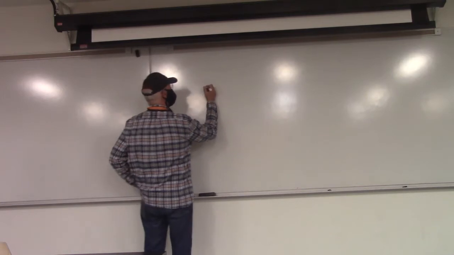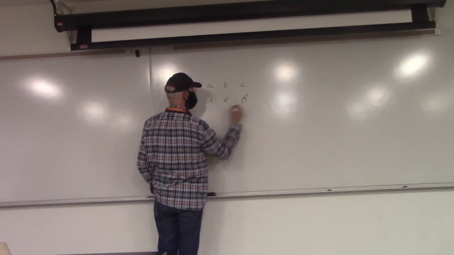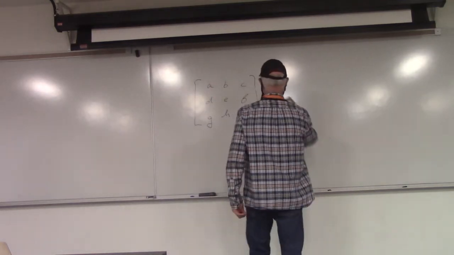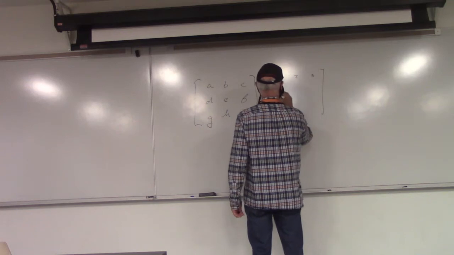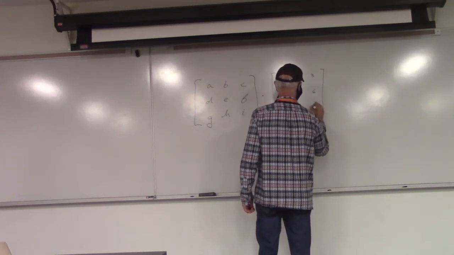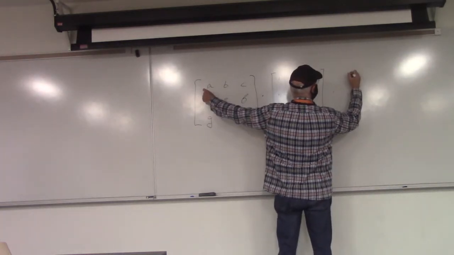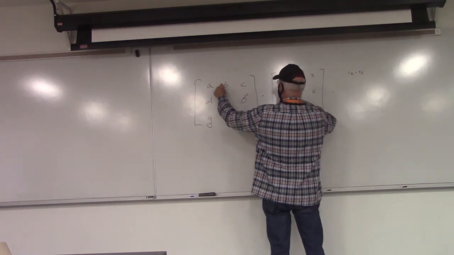I'm going to show you how to do this, and then I'm going to explain to you why you should all send a thank you note to Bill Gates. All right, so let's imagine we have a 3x3 matrix. A, B, C, D, E, F, G, H, I. So there's our matrix. We're going to multiply that matrix times another matrix, which is 1, 2, 3, 4, 5, 6, 7, 8, 9. So the product of those two matrices is going to be this matrix. A times 1, so 1A, plus 4 times B, plus 7 times C.